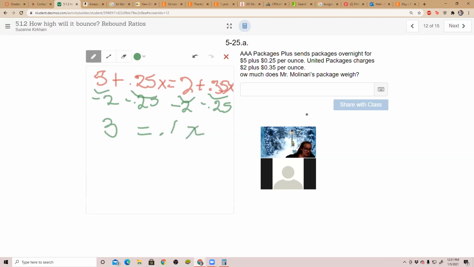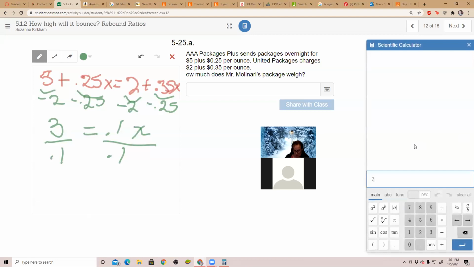And now we just need to get our x by itself, so we need to divide both sides by 0.1. And if we pull up our calculator, oh yeah, this calculator didn't want to work. 3 divided by 0.1. Oh, now it's going to work. Now, because I said it wasn't working, it wants to work. So x equals 30.